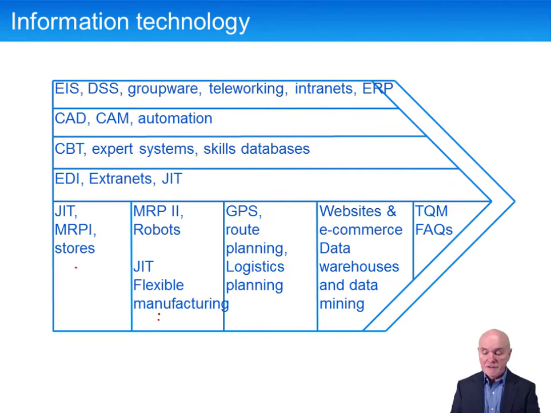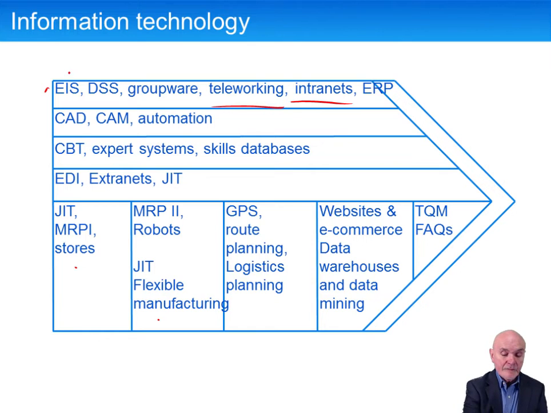The firm infrastructure, the top one, we have, for example, intranets, where you can distribute to everybody in your organization information, newsletters, employee guidebooks, and so on, making it really, really efficient. Teleworking allows people sometimes to work from home for at least part of the time, or to work remotely. EIS is Executive Information System, DSS is Decision Support System, ERP is Enterprise Resource Planning.